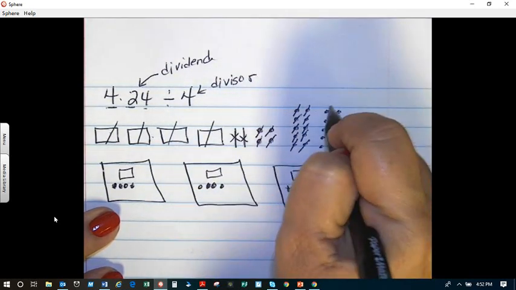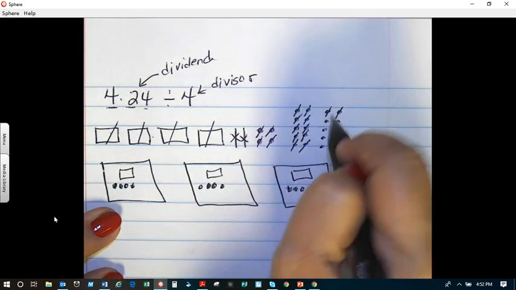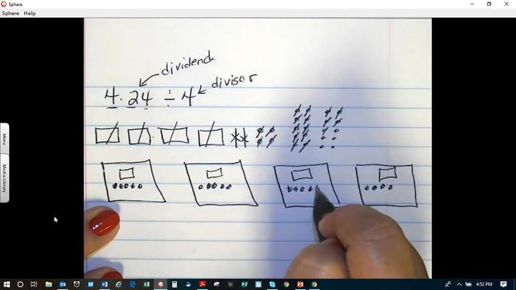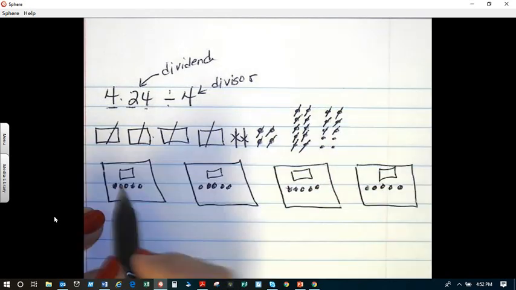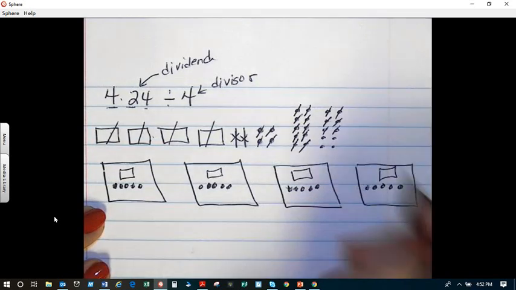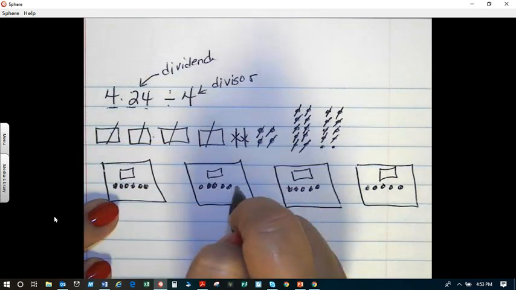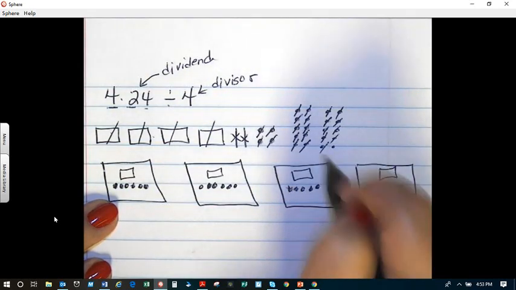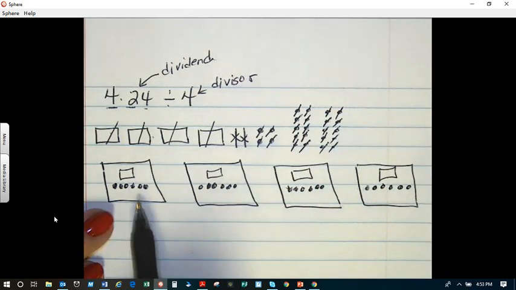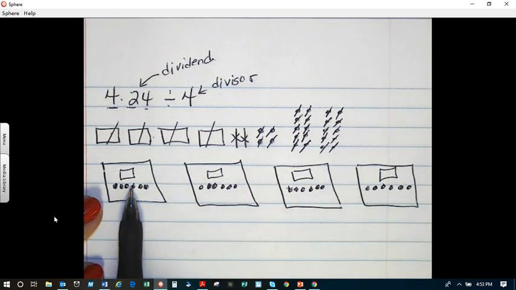Okay, so keep going. Now I have 4, and I can keep going. This is 1, 2, 3, 4. So right now I have 1, 2, 3, 4, 5. I have 5 groups of 4. That's 20. And here's one more. That's 21. That's 6 groups, 6 groups, 6 groups. Okay, so now I have 6 groups of 4. So I have 4 groups of 6.